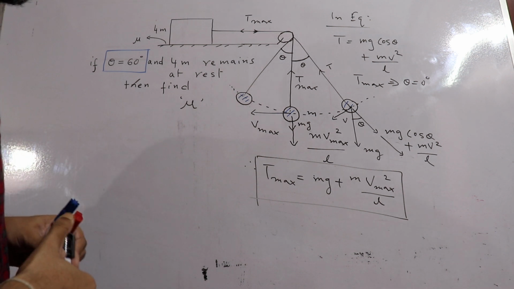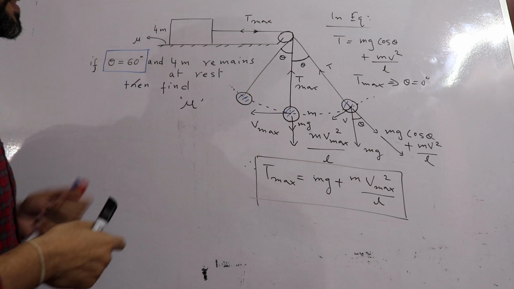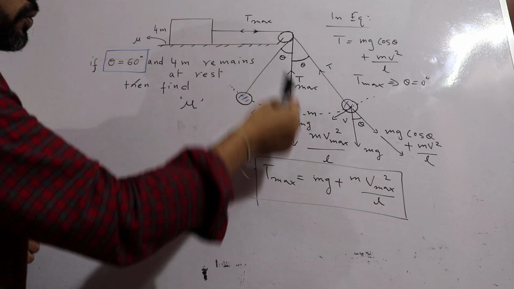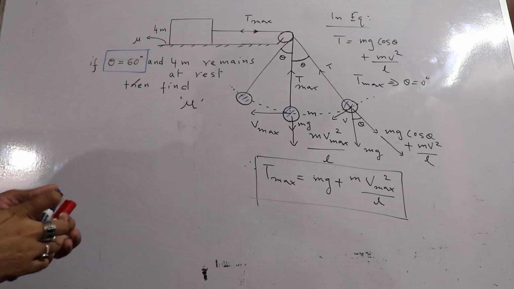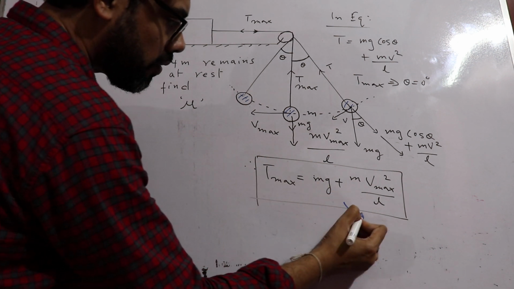Now if I consider this block of mass 4m, this T max, when the bob is at the mean position, is pulling 4m. Let us see the forces acting on 4m. So this is our equation 1.